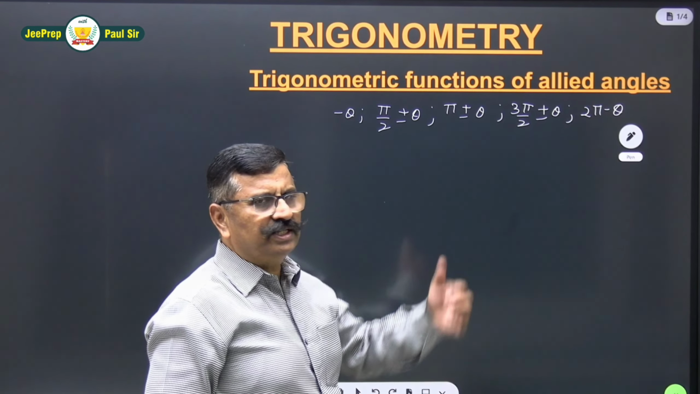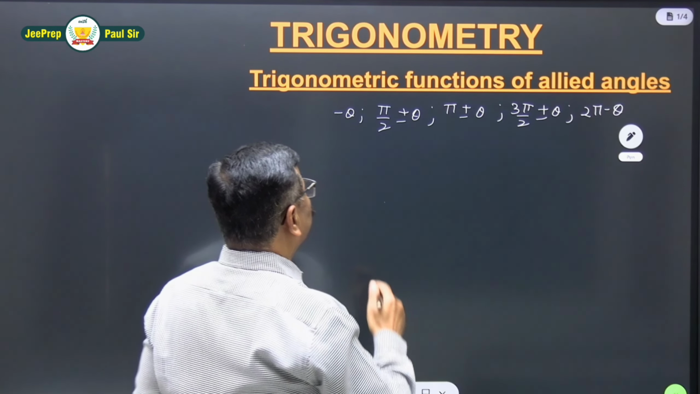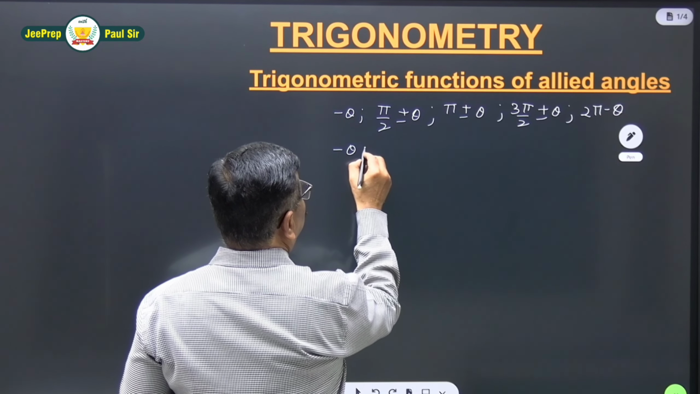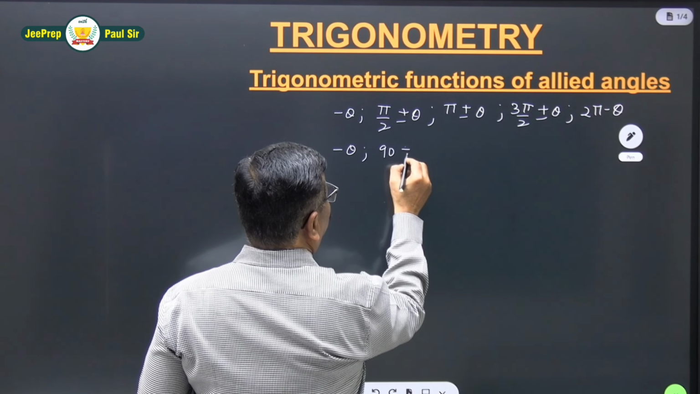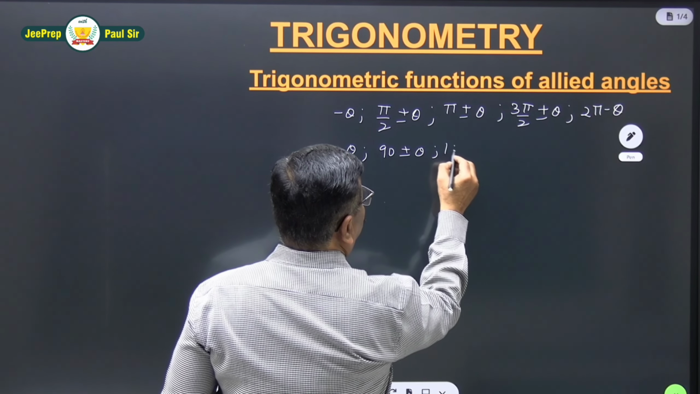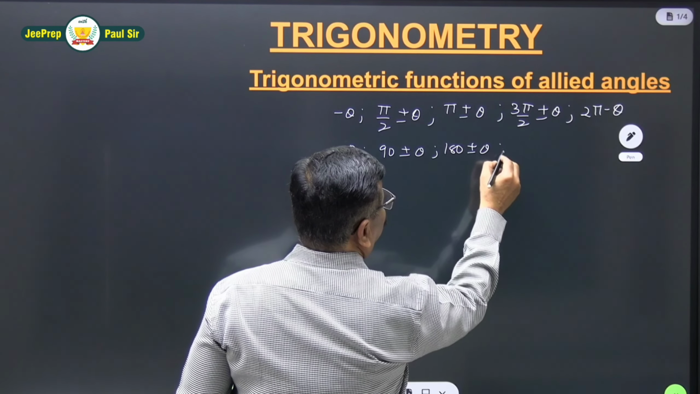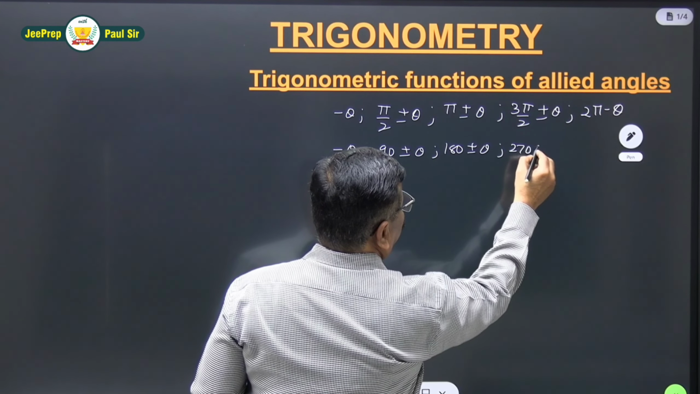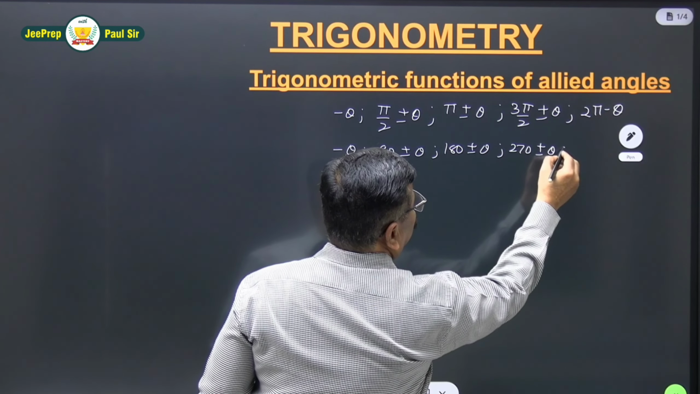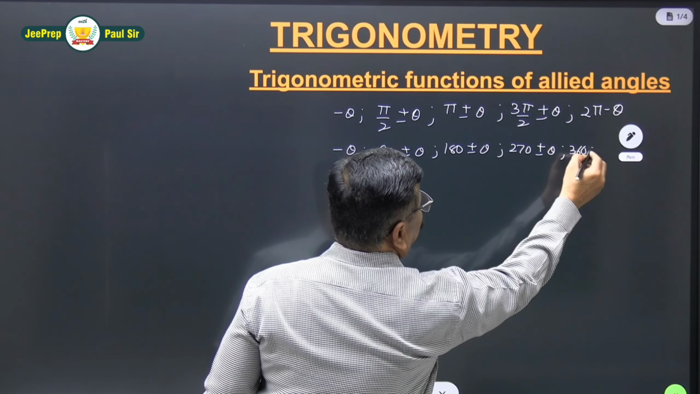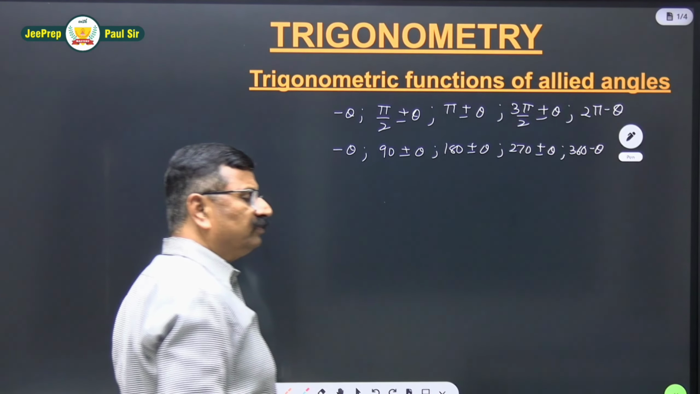Now, I have expressed these angles in radians. You can write them in degrees also. So, this is minus theta, 90 plus or minus theta, 180 plus or minus theta, then 270 plus or minus theta, and 360 minus theta.